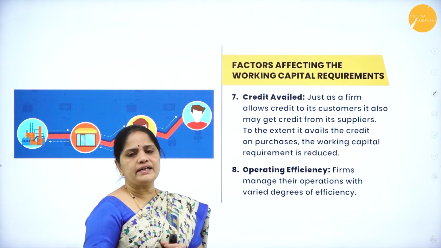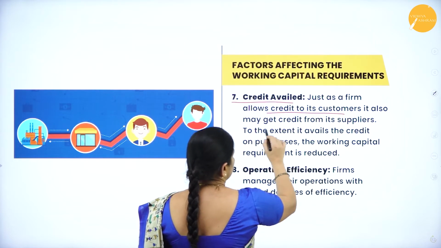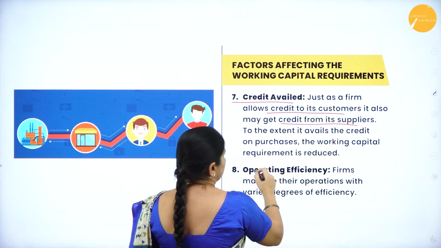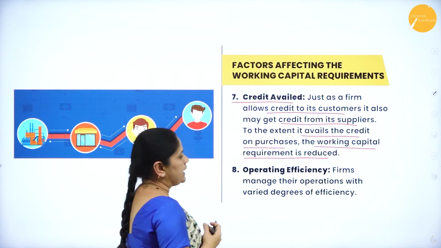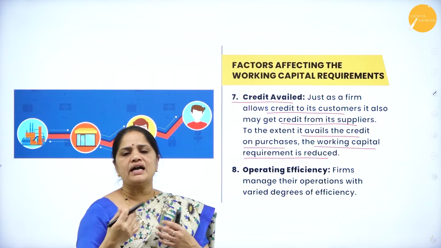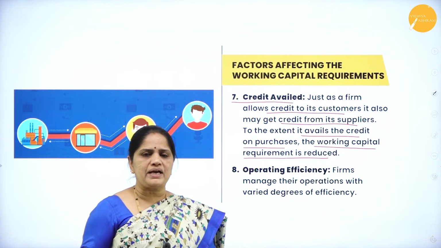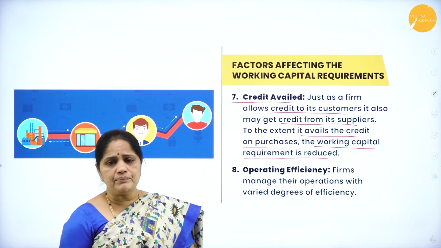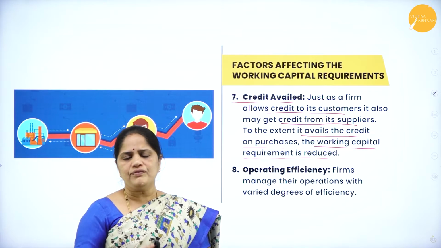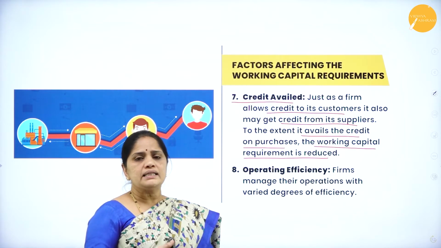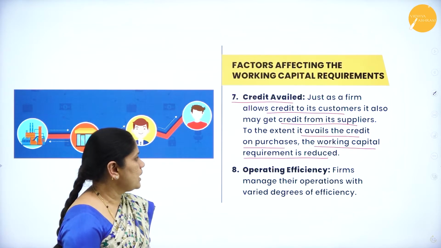So the next factor affecting the working capital requirement is the credit availed. Just as a firm allows credit to its customers, it also may get credit from its suppliers. To the extent it avails the credit on purchases, the working capital requirement is reduced. Now, just like the firm is giving advances to its debtors, it may expect to get the same sort of credit facility from its suppliers. Now, if the suppliers have a very liberal credit policy, they are giving us a lot of time to repay the money for the raw materials we have purchased, then the working capital requirement will be lower because we have a lot of time to repay our suppliers.